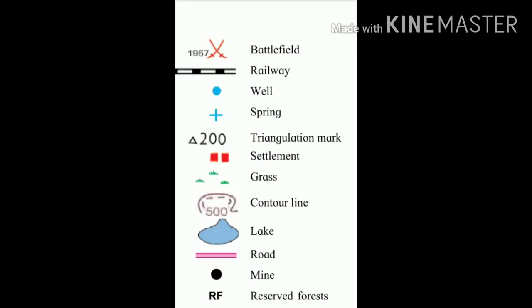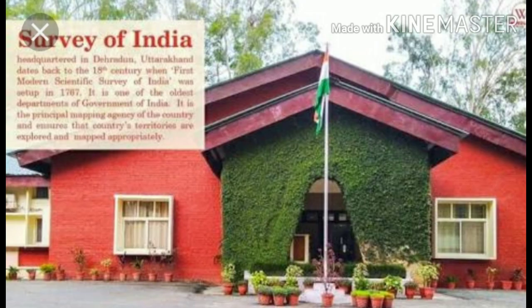Next one is battlefield. Then railway, well, spring, triangulation mark, settlement, grass, contour line, lake, road, mine, and the last one is reserved forest. The Survey of India is using all these symbols while making maps.